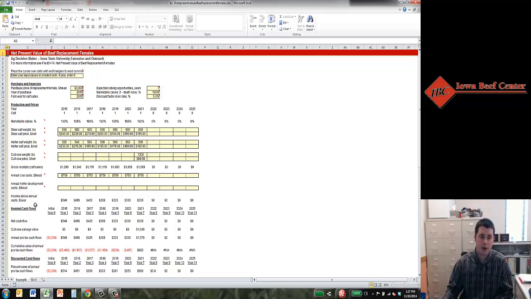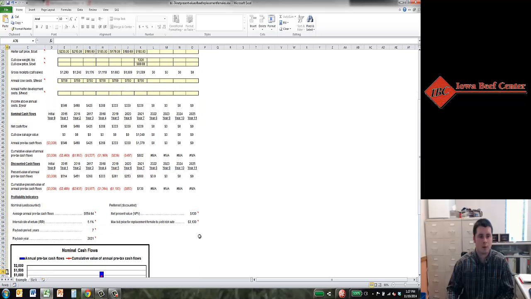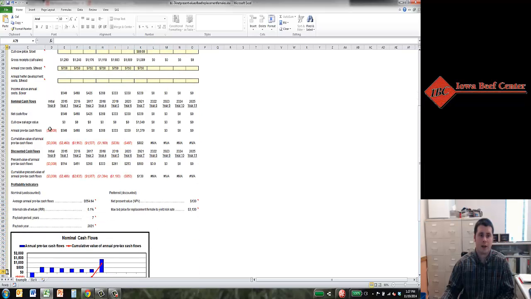So then we see that we get the income above annual cost per year, which is driven off of those marketable calf prices as well as the cull price and the annual cow costs and any additional heifer development costs. And then if we scroll down, you see our net cash flow for the period of that investment, the cull cow salvage value in year 2021, and then the annual pre-tax cash flows.